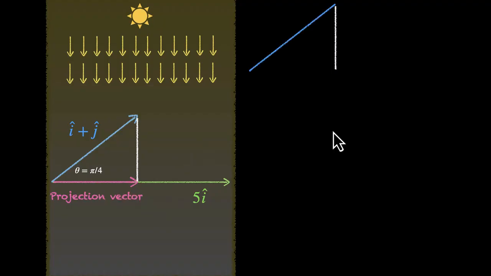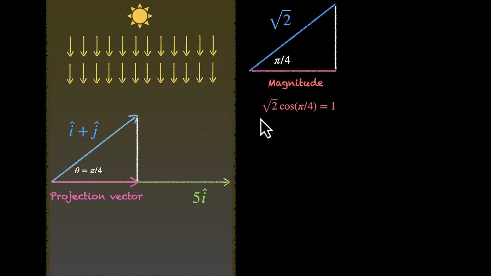Let's take this triangle. In this triangle, this angle is pi by 4. What's this blue length? That's the magnitude of this vector, i cap plus j cap. That's square root of 1 plus 1, that's root 2. Now we can apply trigonometry and we can get the magnitude. That's going to be equal to root 2 times cos of pi by 4, that's equal to 1. So the magnitude of this projection vector is equal to 1.